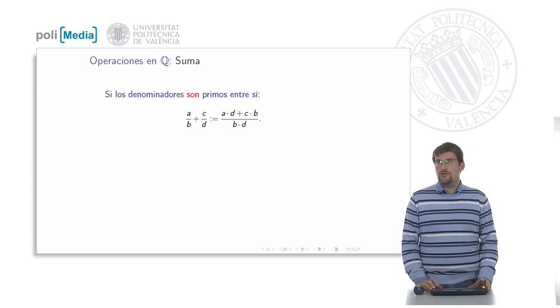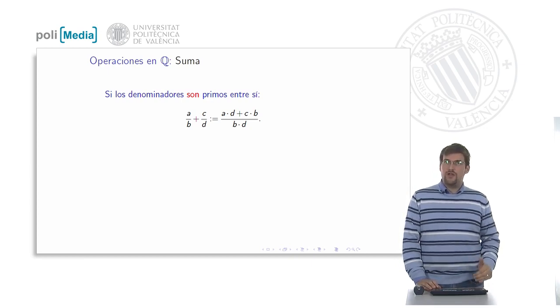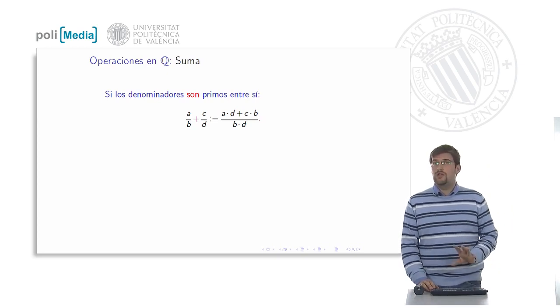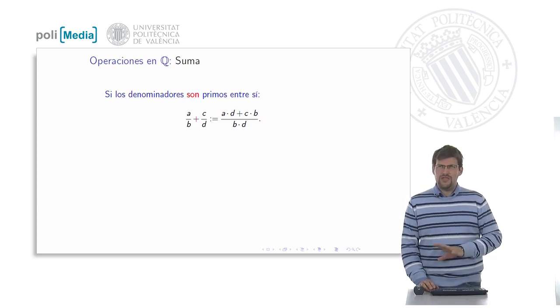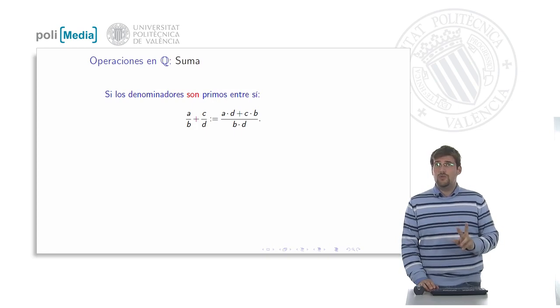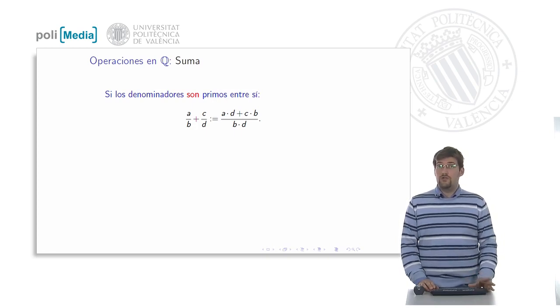Naturally, extending from the integers, 2 fundamental operations are defined in Q, addition and multiplication. In this case, let's see addition first. Given 2 fractions, a divided by b and c divided by d, addition is defined according to the expression we have here. This expression can always be used, but it is particularly advantageous, or we could say necessary, when the numbers b and d, the 2 denominators, are coprime, meaning they have no common factors.